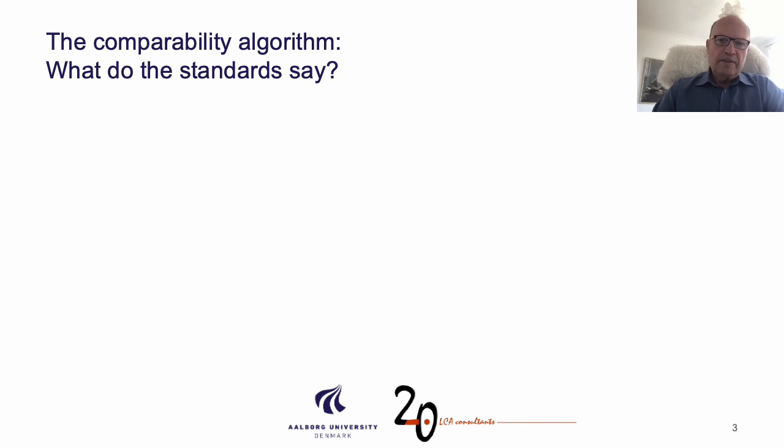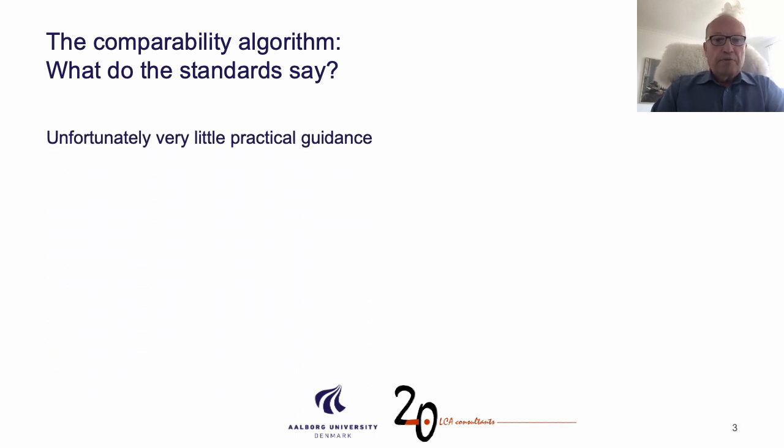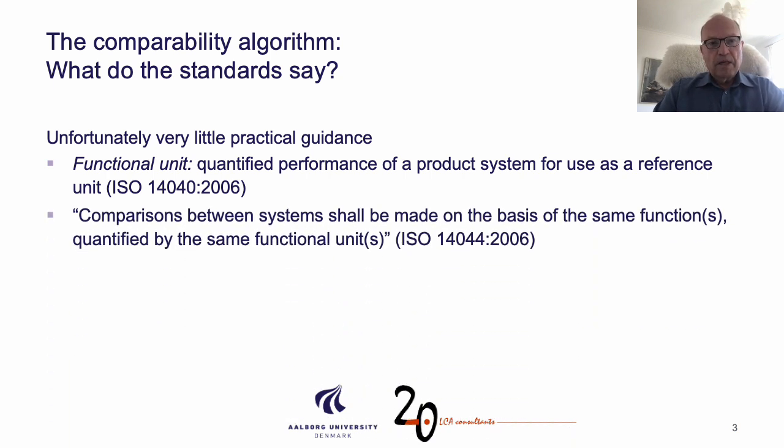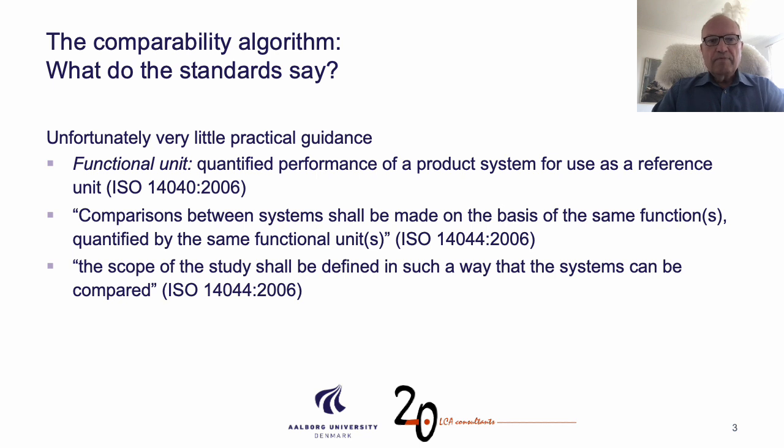What do the standards say about this issue? Unfortunately, very little. The functional unit is defined in the standard as a quantified performance of a product system for use as a reference unit. And then it says that comparisons between systems shall be made on the basis of the same functions quantified by the same functional units, and that the scope of the study shall be defined in such a way that the systems can be compared. That is about all.